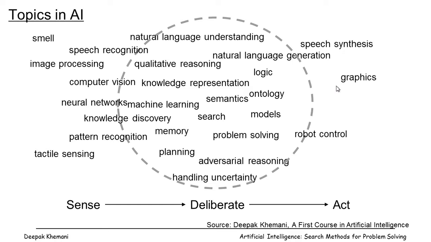Now, Artificial Intelligence is a huge vast area. I have listed some of the topics that go into AI. On the left hand side you can see the sensing side or the perception side of AI. Inside the circle is the reasoning side, and on the right hand side is the acting side essentially. So, our focus will mostly be on the deliberation side, on the reasoning side of AI, and in this first course we will be focusing on search methods for solving problems.